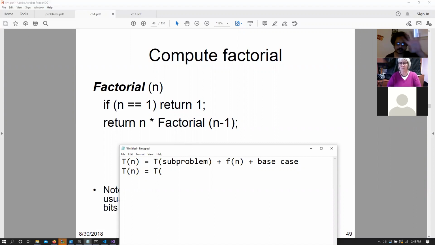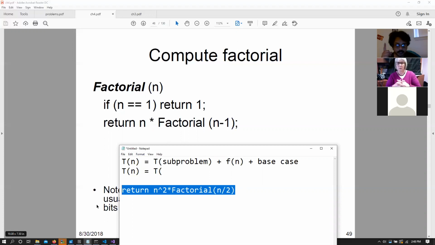What would have happened if, for some weird reason, I had the code as n squared times factorial of n by 2? What is the recurrent time complexity of this line then? Each time you're calling it with n minus 1, yes. Is it n by 2 or is it n squared?